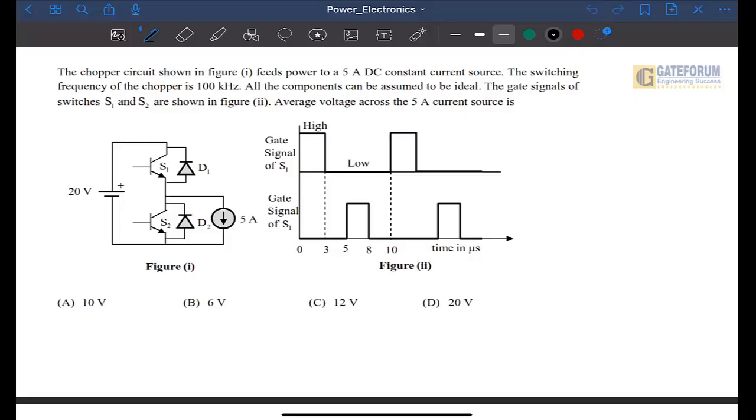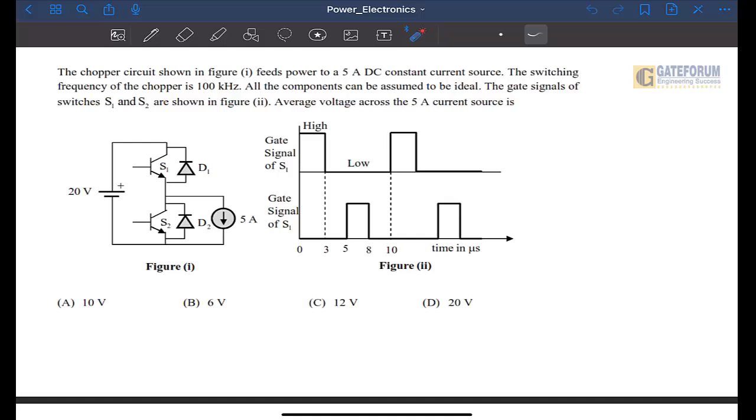Hi everyone, in this video session we will have a discussion on power electronics questions which were asked in GATE 2023. This question belongs to the chopper. The chopper circuit shown in the figure feeds power to a 5 ampere DC constant current source. The switching frequency of the chopper is given as 100 kilohertz.